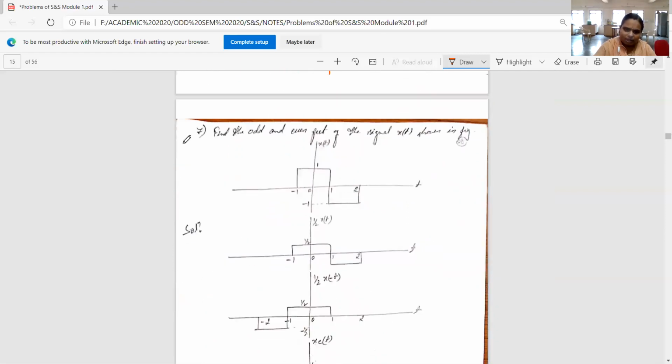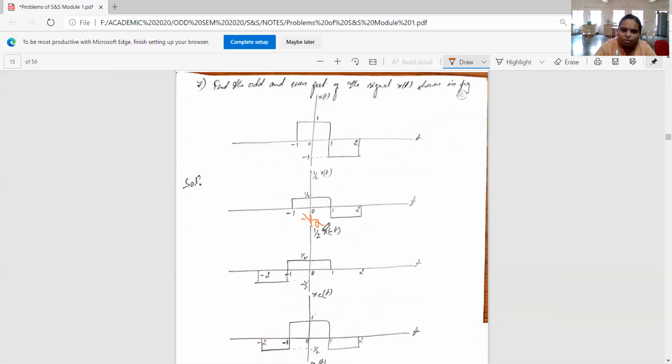Next, the next problem, a figure is given for us. We have to find the even part and also the odd part. Here, what we already know is the equation for the even part and also for the odd part. What we want, we have to go for 1 by 2 x of t. If I do 1 by 2, my scaling with 1 by 2 means the amplitude is decreased by half. For that reason, from minus 1 to 1 half, again from 1 to 2, it will be minus 1 by 2 signal. Here minus 1 is there. If I multiply 1 by 2, you will be getting minus 1 by 2.